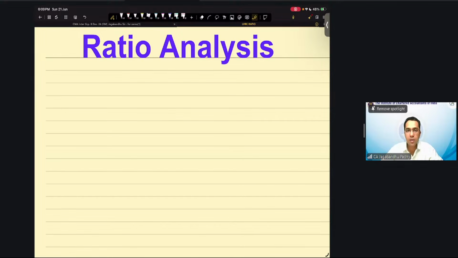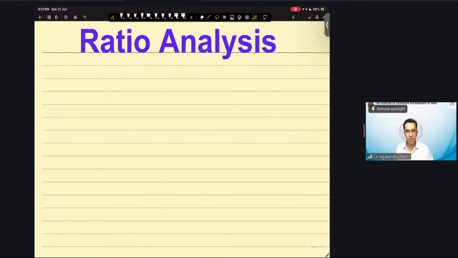So we are meeting on this Sunday evening for the purpose of a revision session on ratio analysis. So we're going to do a revision and maybe practice a few questions on the topic of ratio analysis. Okay, so let me take a few questions so that we can recap and also practice questions on this topic of ratio analysis.